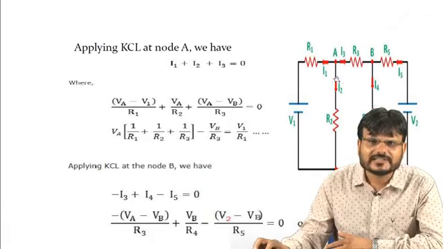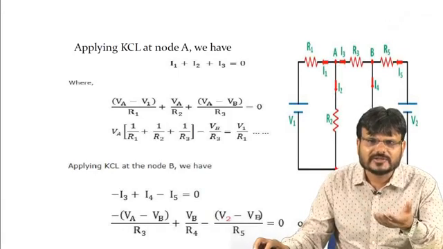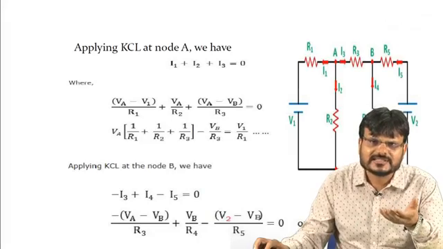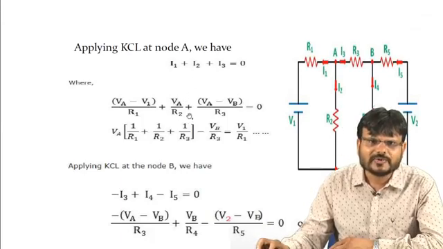Now the second current is I2. I2 is equal to VA minus VD upon R2. VD is a reference node and the value of this reference node is taken as 0. So the net voltage is VA minus VD, that is VA only. So I2 can be denoted as VA upon R2.